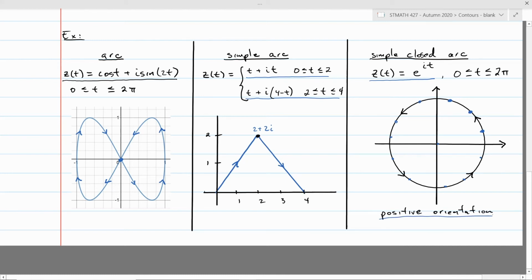It is possible to come up with a way to describe that same set of points on that circle, but in such a way that the points trace out in the reverse direction. In fact, if you just replace t with negative t, you'll get a circle with negative orientation.